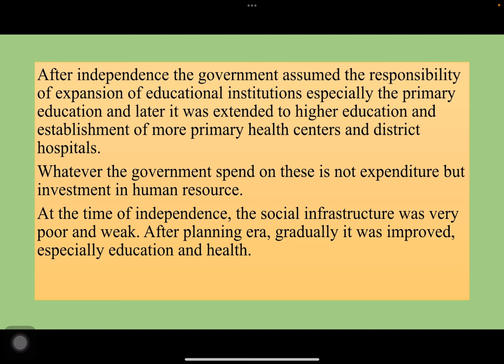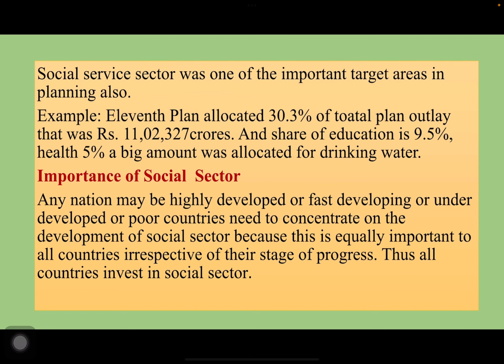After independence, the government of India assumed the responsibility of expansion of educational institutions, especially primary education. Later, it was extended to higher education and the establishment of more primary health centers and district hospitals. Whatever the government spent on these is not expenditure but investment in human resource. At the time of independence, the social infrastructure was very poor and very weak. After the planning era, it gradually improved, especially education and health.